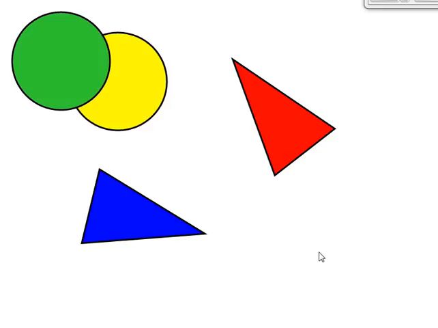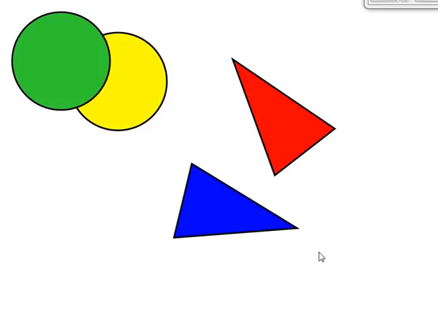Similarly, these two triangles may be congruent. Are they congruent? How would we tell if these were congruent? Just from looking at the picture, well, I said if I take one that I can rotate or flip to make it match the other one, then they're congruent.